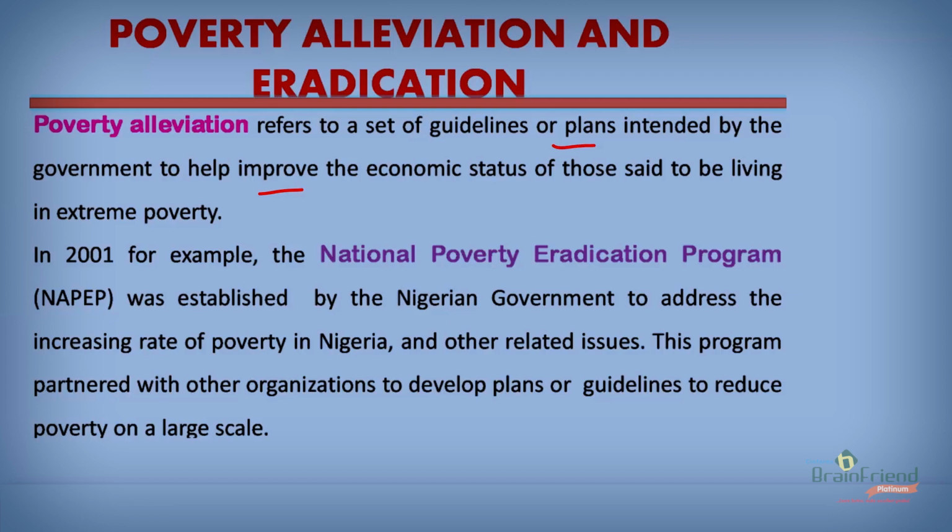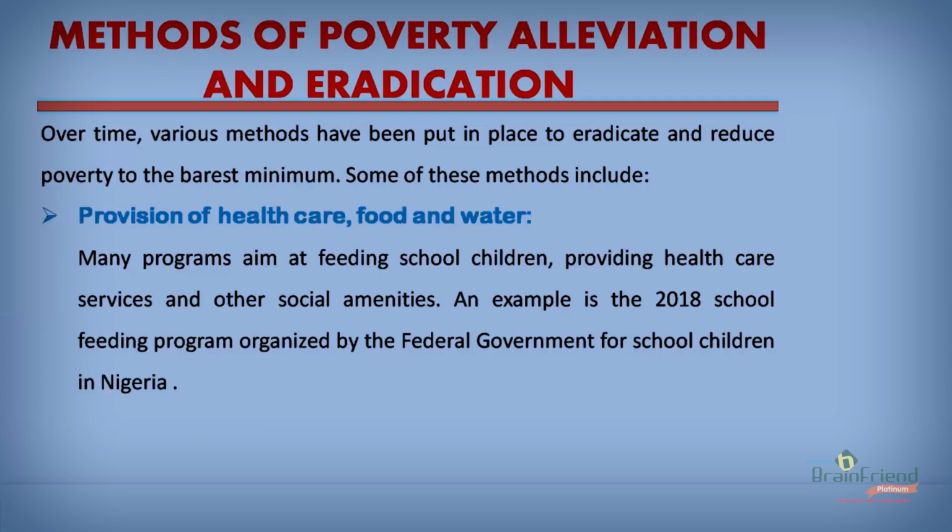In 2001, the National Poverty Eradication Program, NAPEP, was established by the Nigerian government to curb the increasing rate of poverty in Nigeria. Now let's look at the methods involved in poverty eradication and alleviation. Over time, various methods have been put in place in order to reduce poverty to the barest minimum. One of such methods is the provision of healthcare, food, and water.